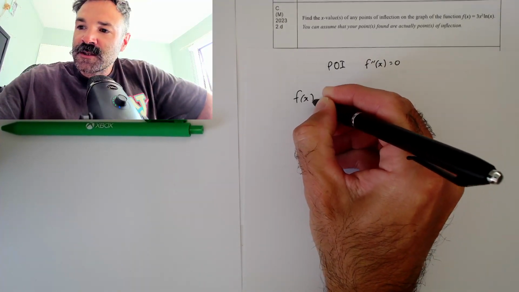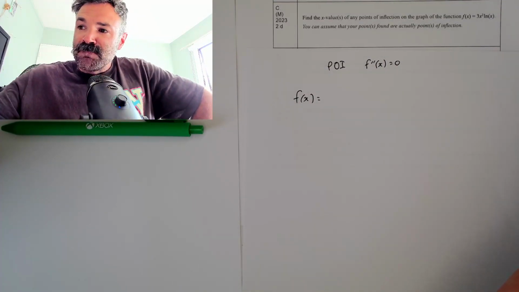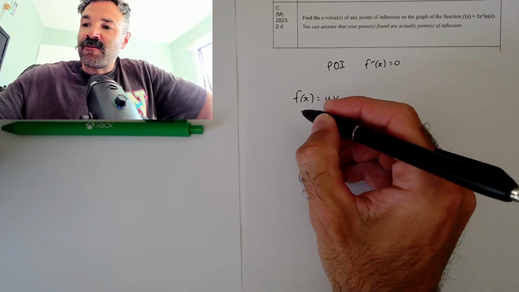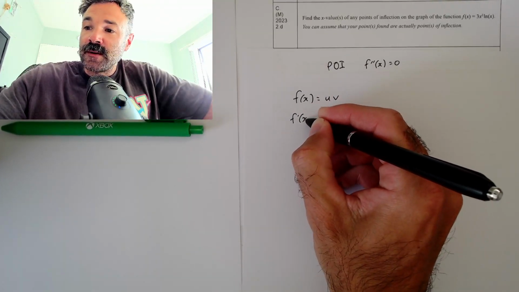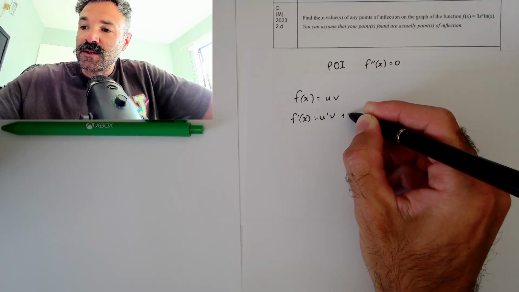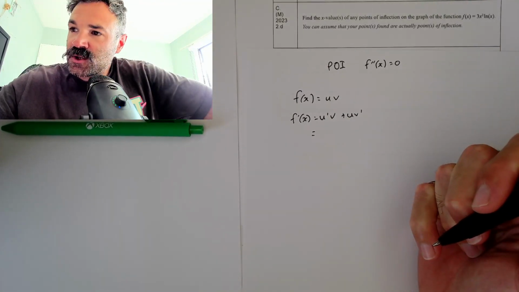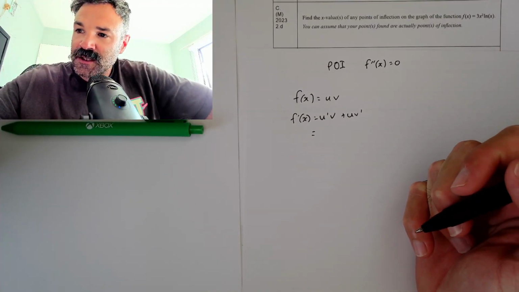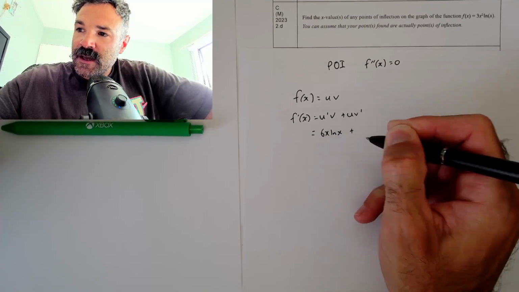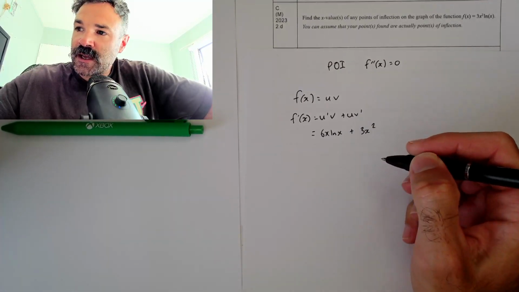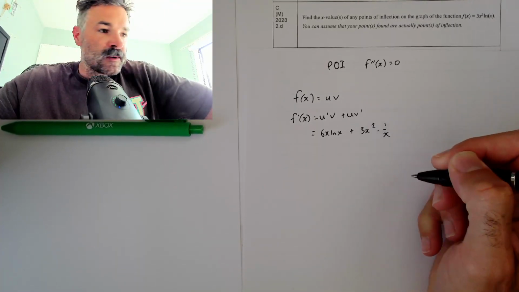For us, our f of x looks like a product rule, so it's a u and a v, and our first derivative is going to be u dash v plus u v dash. In our case, u is 3x squared and v is ln of x, so our u dash is going to be 6x, and our v dash, ln of x differentiates to 1 over x. So that's our first derivative.